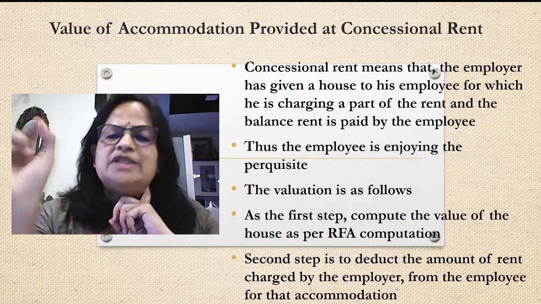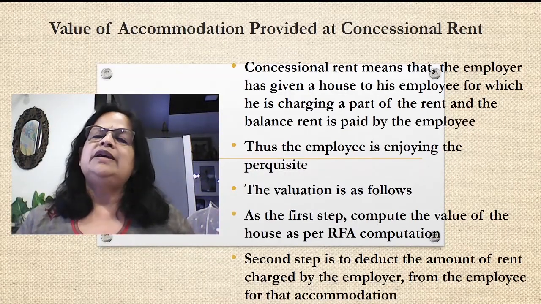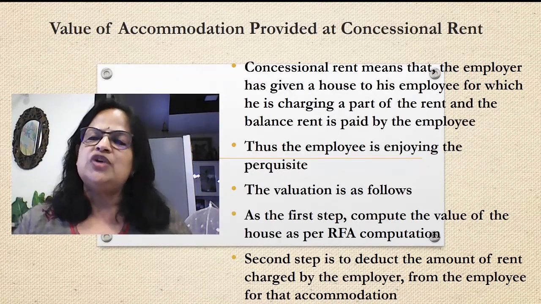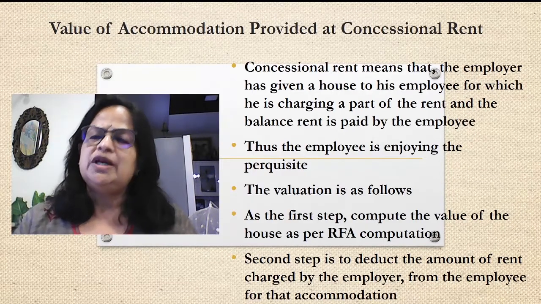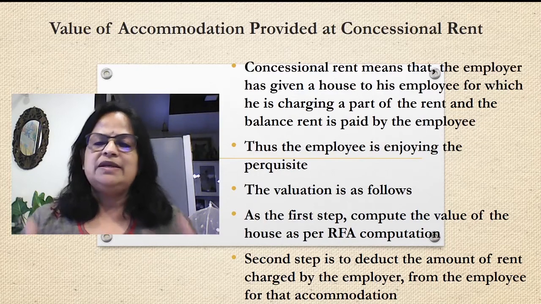Now thus the employee is enjoying the perquisite. So the employee is getting a benefit. If it's 50,000 rent, he is maybe paying only 20,000, but he is enjoying the house where the rent is 50,000. Now valuation is as follows. See, that is what I told you.